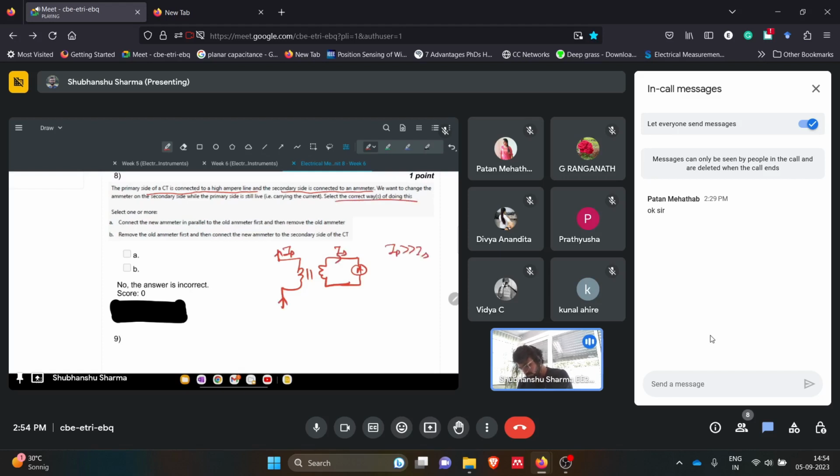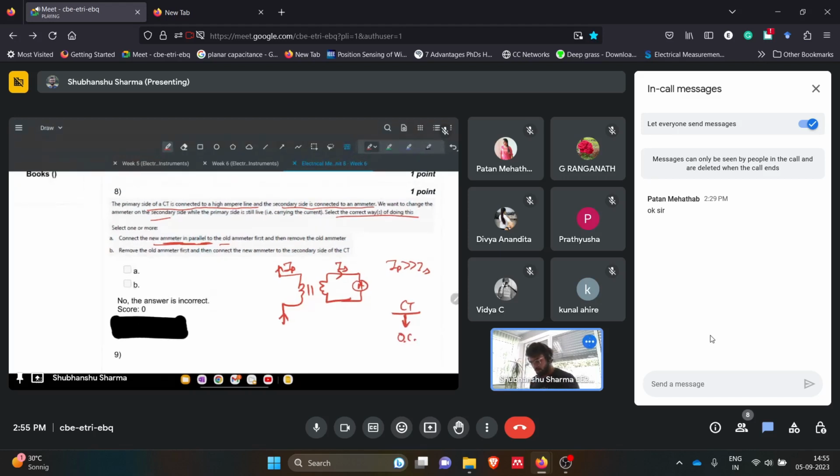So select the correct way of doing this. We have to change something on the secondary. Let's see the options. Connect the new emitter in parallel to the old one. In case of a CT, we should never open circuit the secondary side of the CT, as you have learned in lectures also. So we connect the new emitter in parallel to the old emitter first, and then remove the old emitter. In this case we are avoiding the open circuit situation, so this is fine.